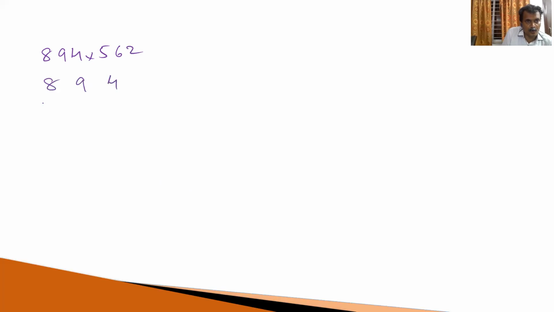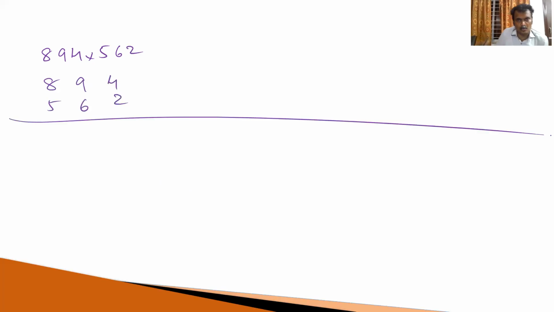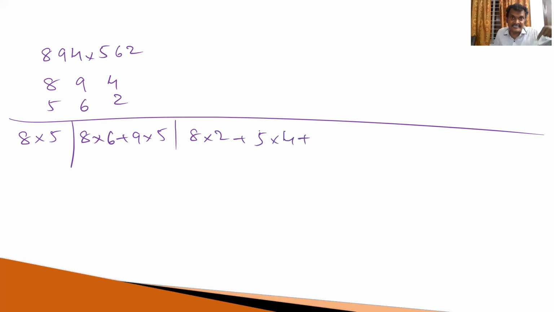Now 8, 9, 4, 5, 6, 2. By the first step, 10,000s place. How to get 10,000? Hundreds and hundreds. That is equal to 8 into 5. What next? Thousands. How to get thousands? 100 into 10 only. So 8 into 6 plus 9 into 5. What next? Hundreds. How to get hundreds? 100 into 1, 5 into 4, plus 10s into 10. That is equal to 9 into 6.